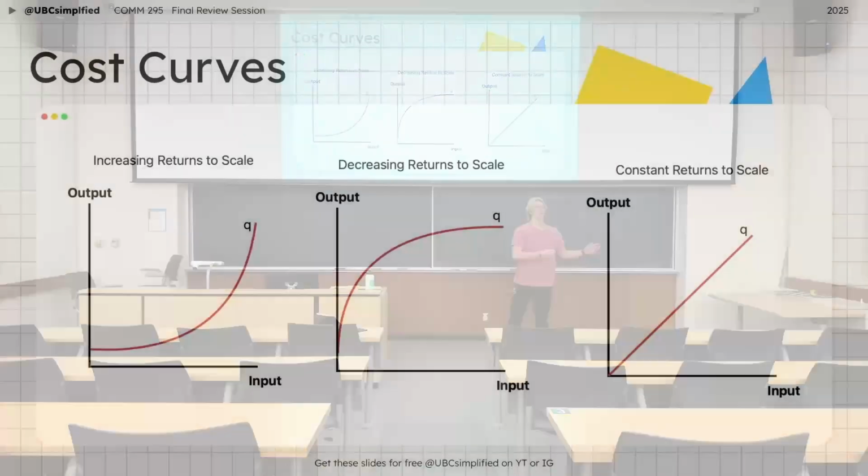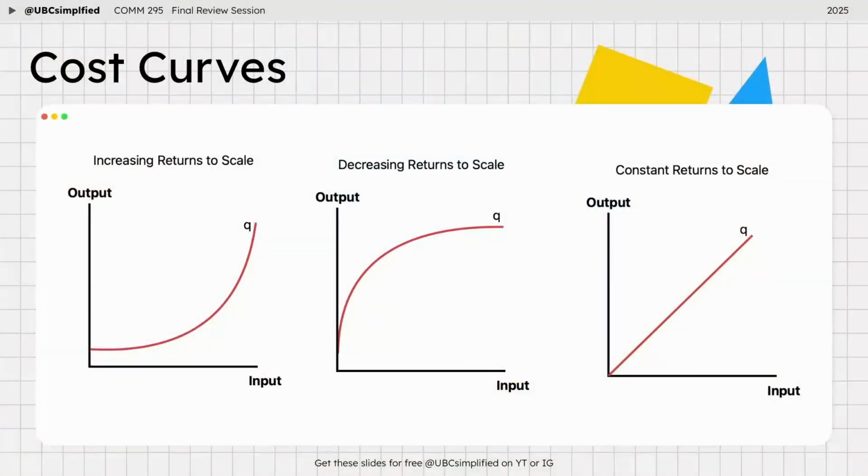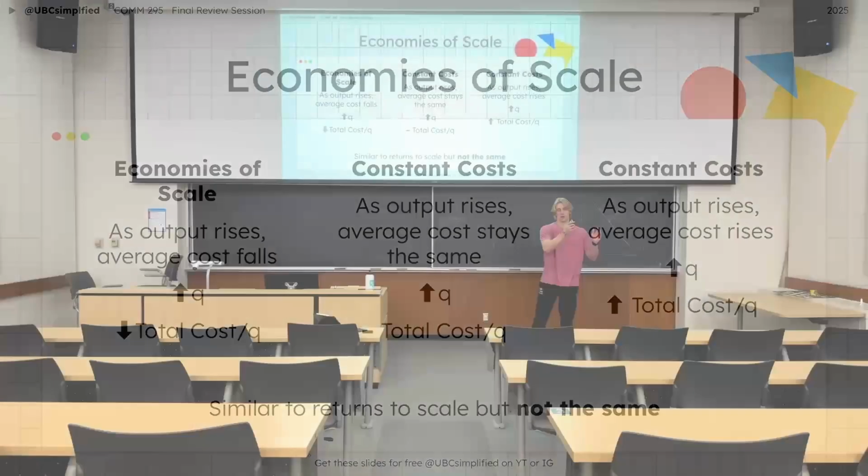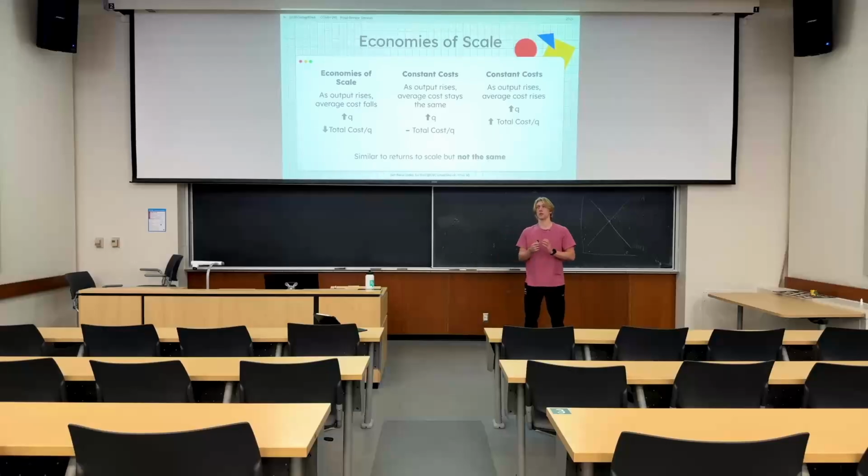And then here's just a quick example of what it looks like in terms of the actual cost curve, just to visualize the increasing, decreasing, and constant returns to scale. And then similarly, but a little different, because this is now talking about cost in terms of economies of scale.